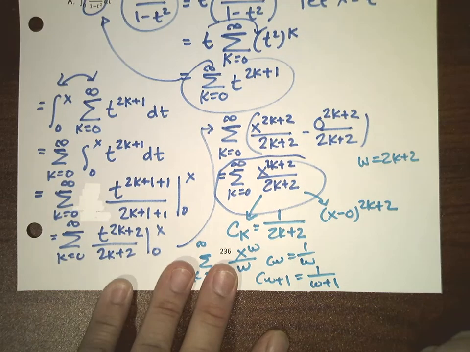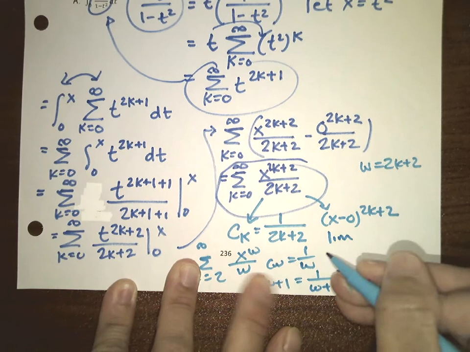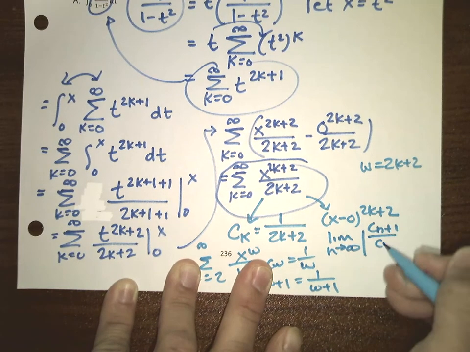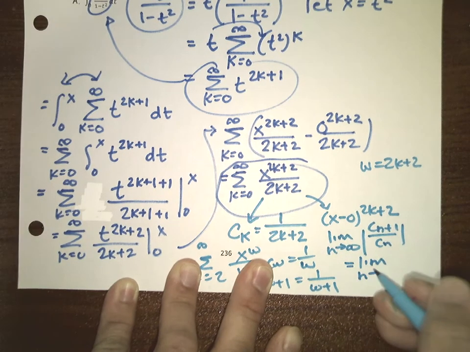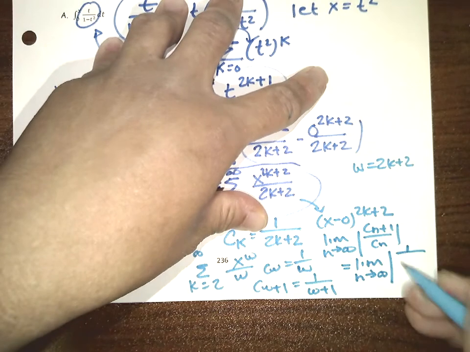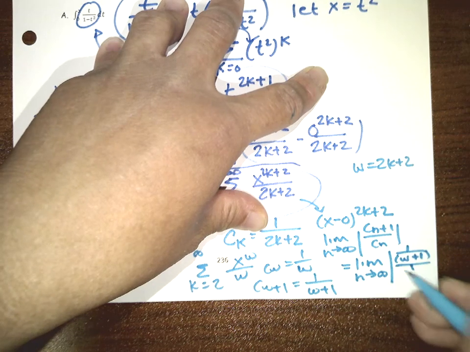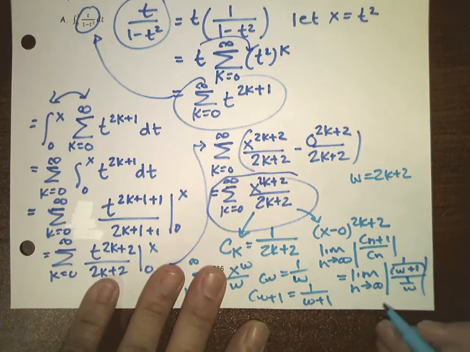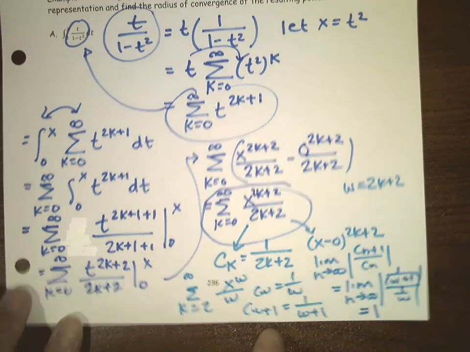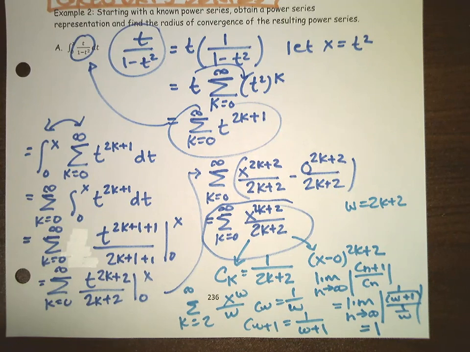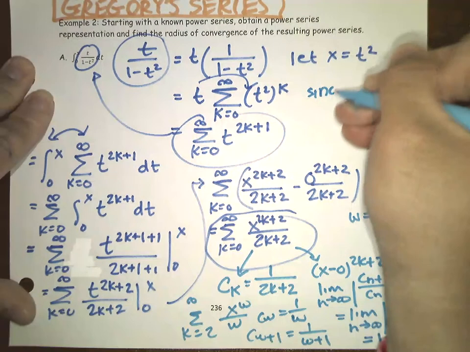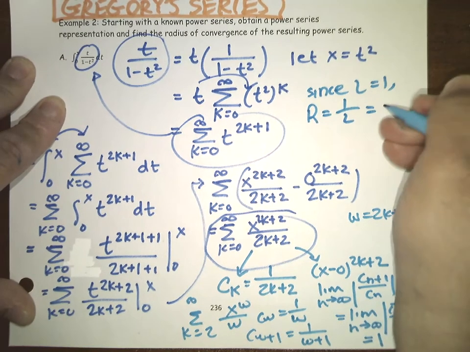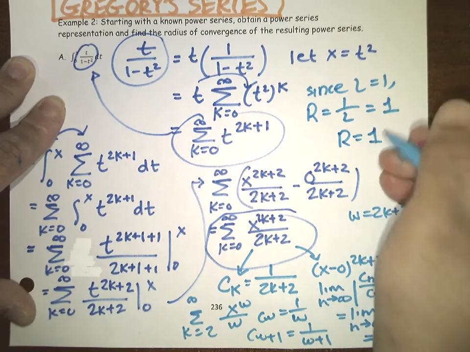So if we want this limit here, we have the limit as n goes to infinity of the absolute value of c_(n+1) over c_n. So it's the limit as n goes to infinity of 1 over w plus 1 all over 1 over w. And if you find that limit, it ends up being 1. All right, so since L was equal to 1, that means that the radius of convergence is 1 over L, so it's equal to 1. So R is equal to 1.